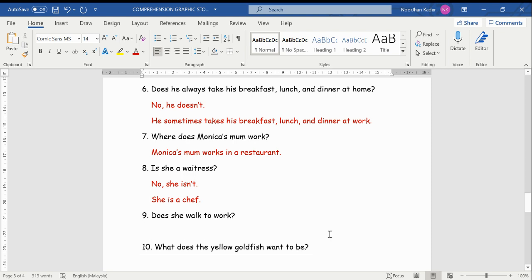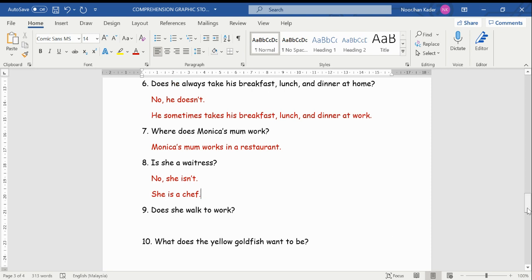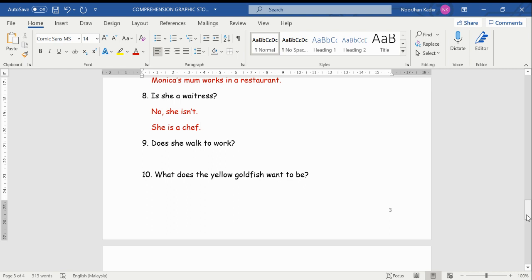Okay, number 9. The last question for frame 3. Does she walk to work? Okay, so here you can see questions 8 and 9 are questions that need you to refute, then explain the correct answer and write the correct answer. You have to refute, then state the correct answer. So, does she walk to work?